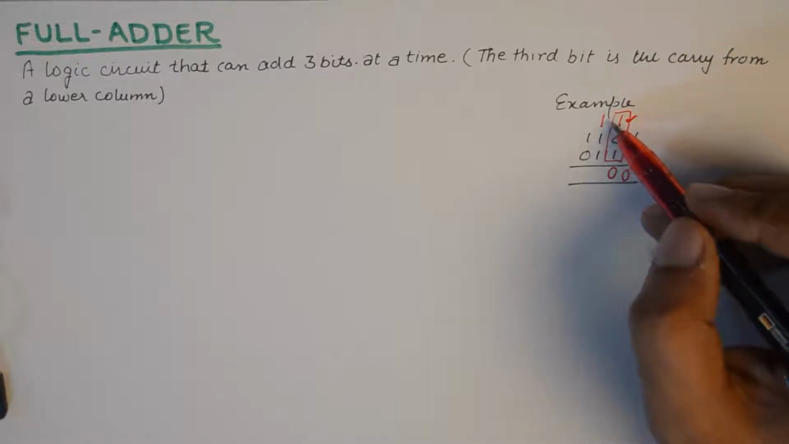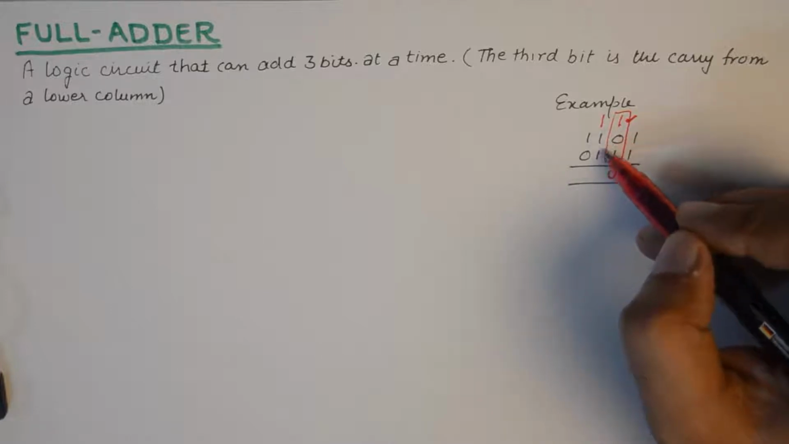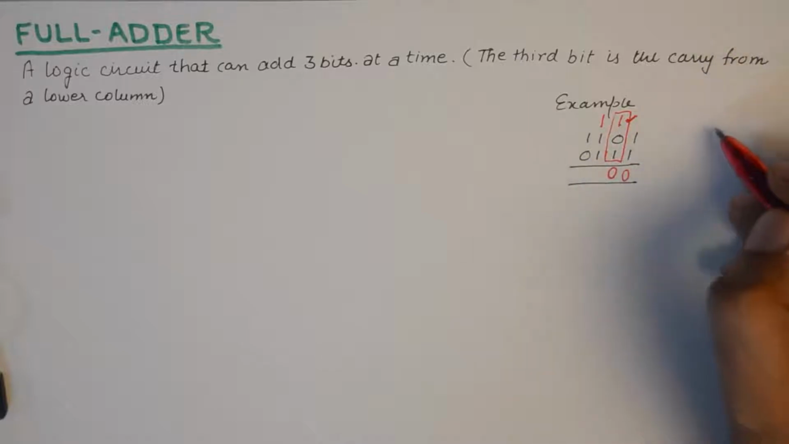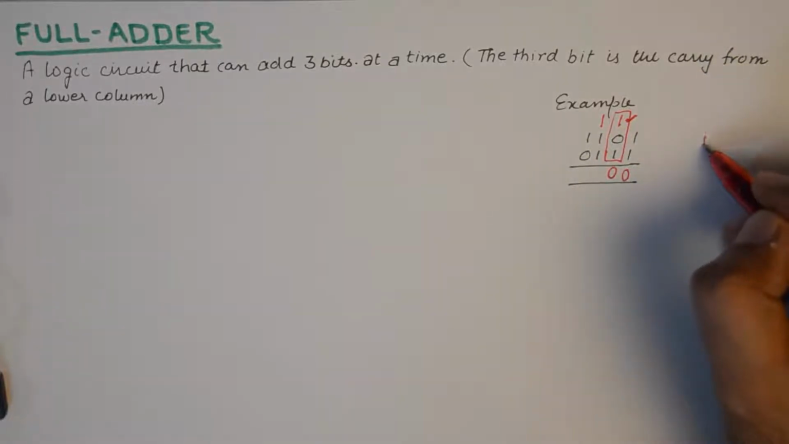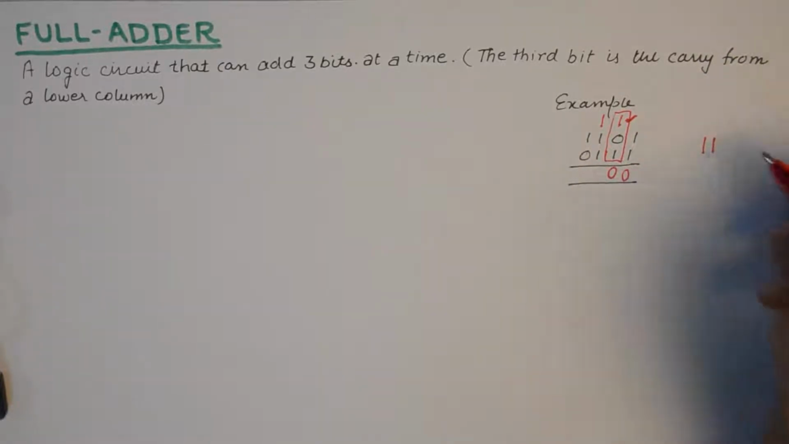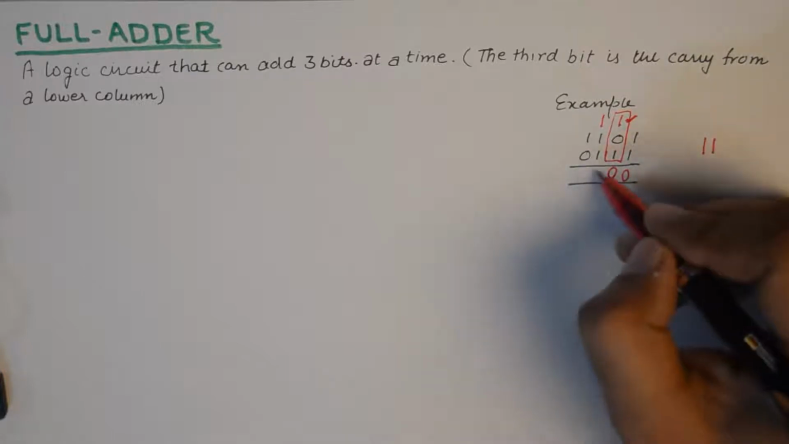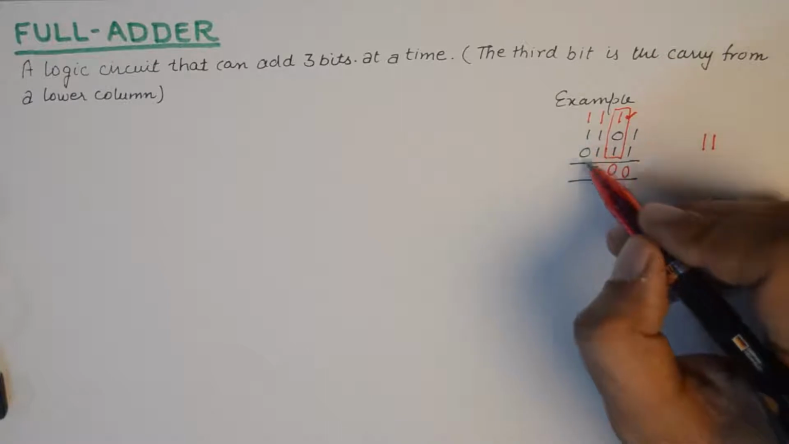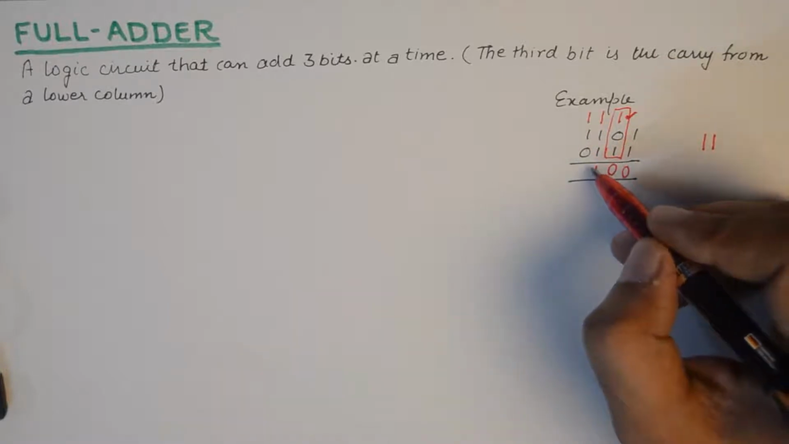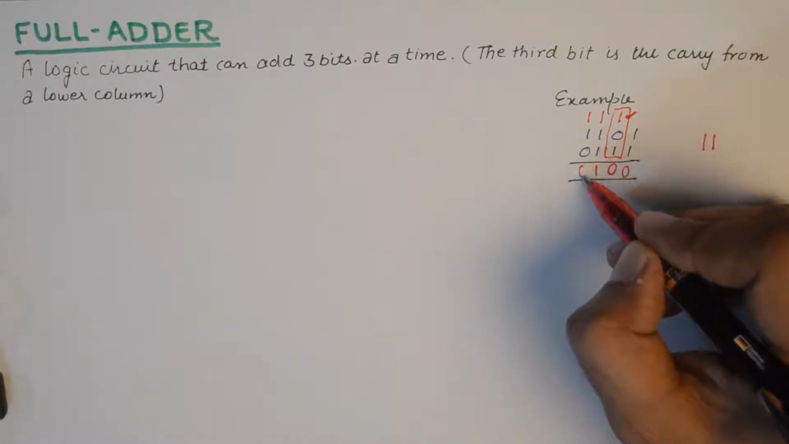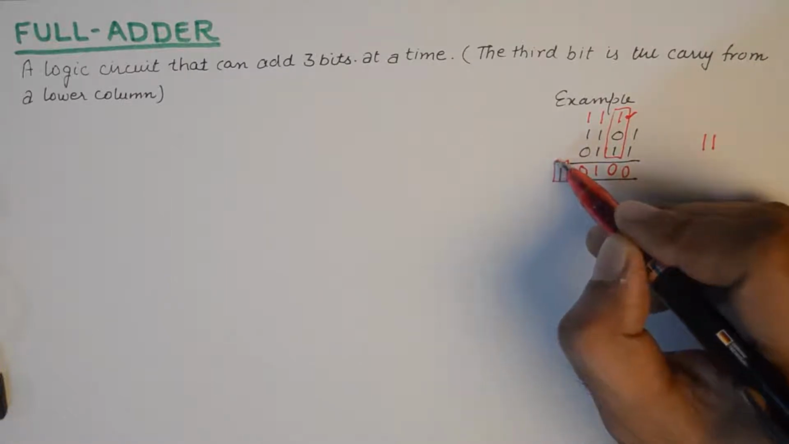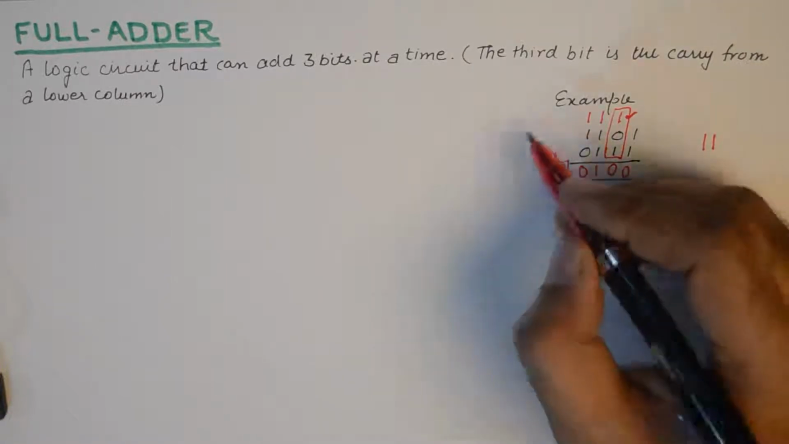And similarly, when these 3 bits are added, it will give us 1, 1 and 1 are 3, and binary 3 is written as 1, 1. So we'll get a sum as 1 and a carry as 1 as well. And finally we get a 0 sum and a carry 1. This is the final carry.